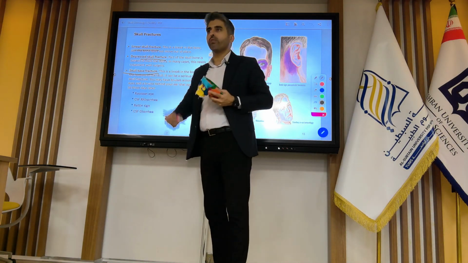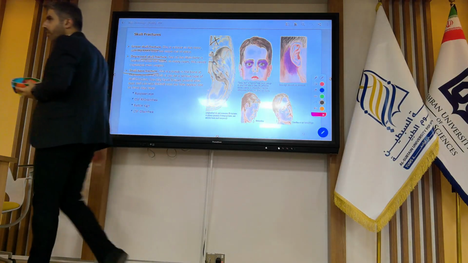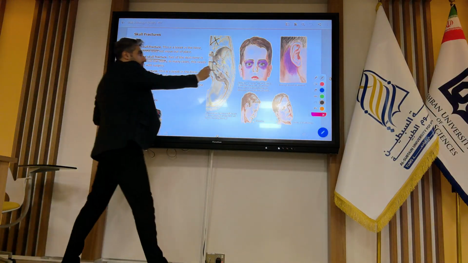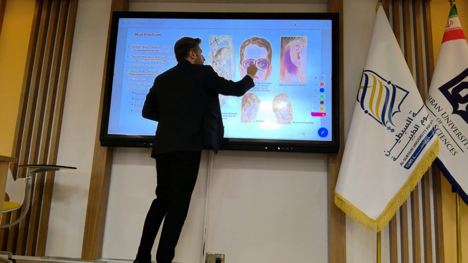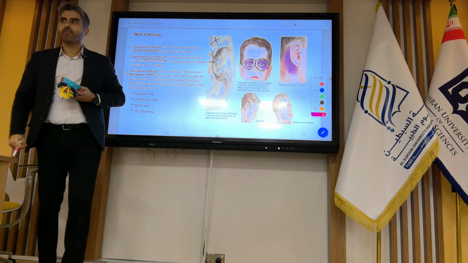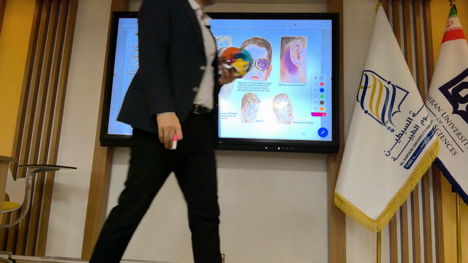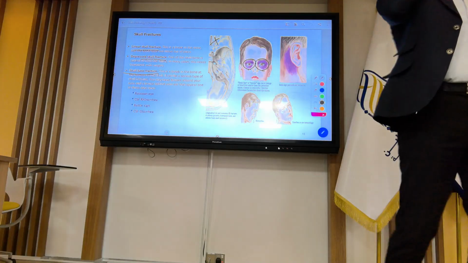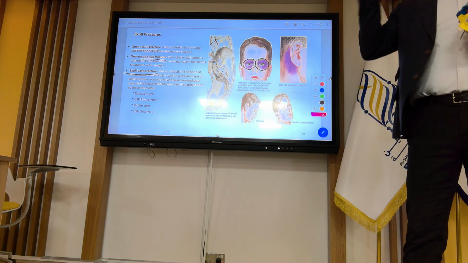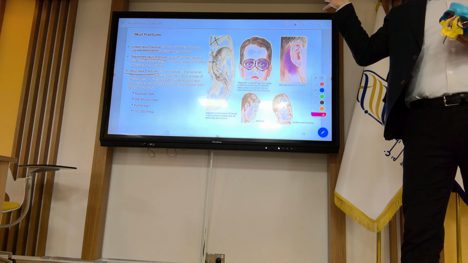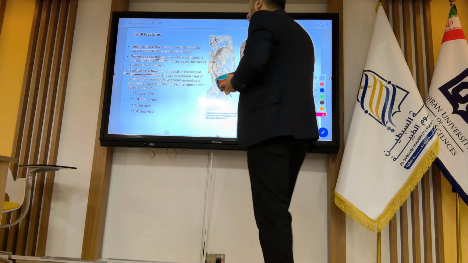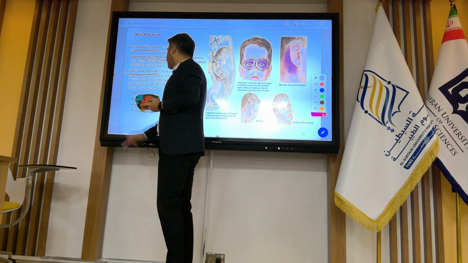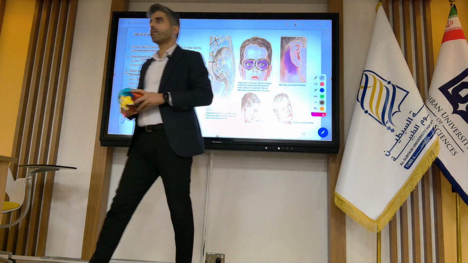Anterior cranial fossa, what is the sign? This one, raccoon eyes. The bleeding, the hematoma, goes around the orbital cavity, around the eyes, and becomes purple, black like this. You say raccoon eyes. Or you have CSF rhinorrhea.